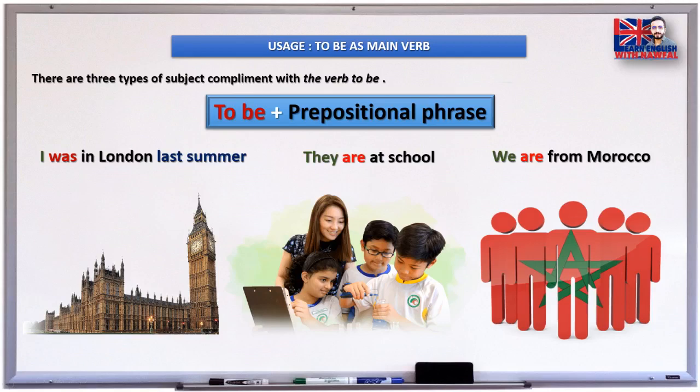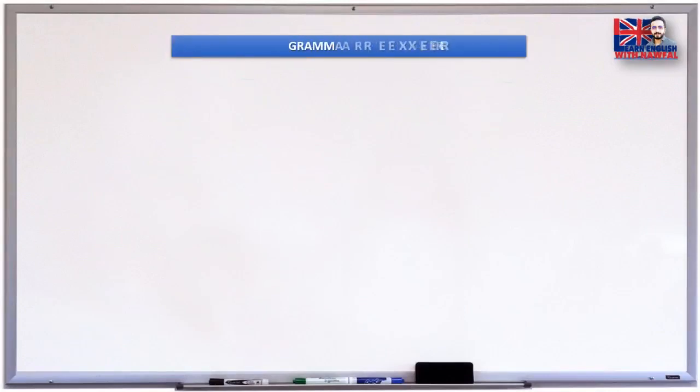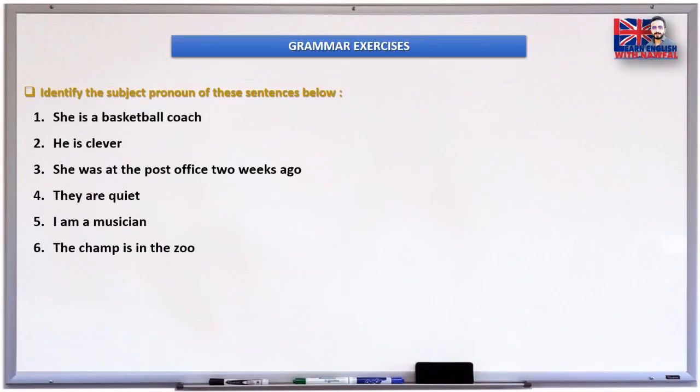And now it's time to practice, and let's move to the practical parts of this lesson. So as you can see here, we have the first exercise. In this exercise, what you are required to do is to identify the subject pronoun of these sentences below. So here we have 6 sentences. I just want you to tell me what is the subject pronoun of each of these sentences.